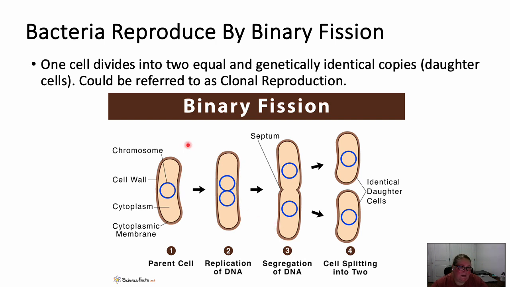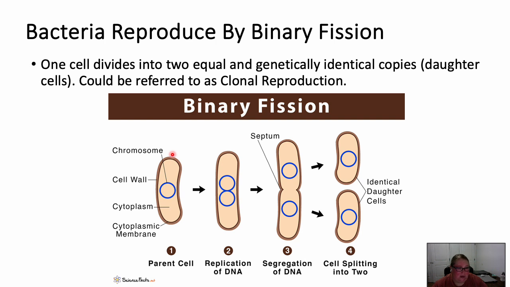Okay, so the process of binary fission is pretty simple. Okay, we'll also talk about this in more detail in a coming lecture. We're going to talk about DNA replication in itself. Okay, but in bacterial cells, we have our cell wall, we have our cytoplasm, and we have our chromosome. Okay, so this is our parent cell.